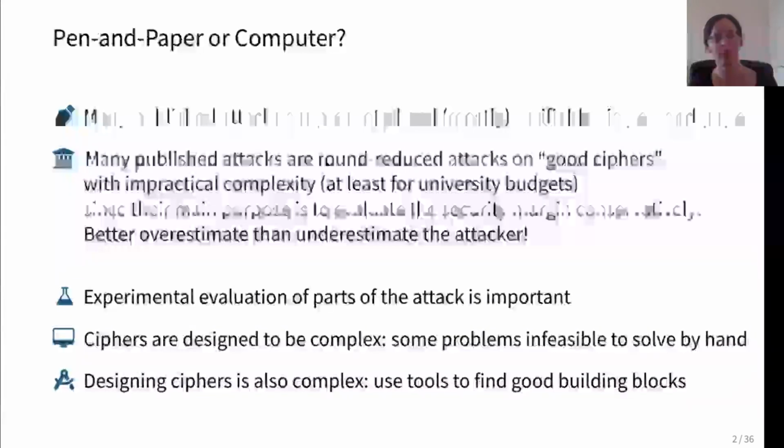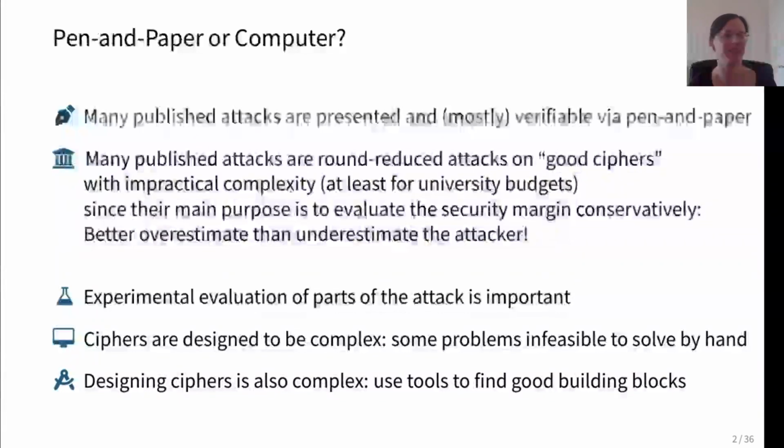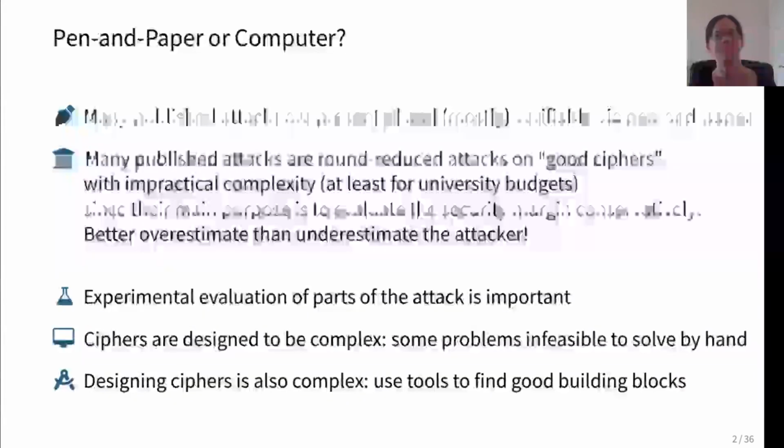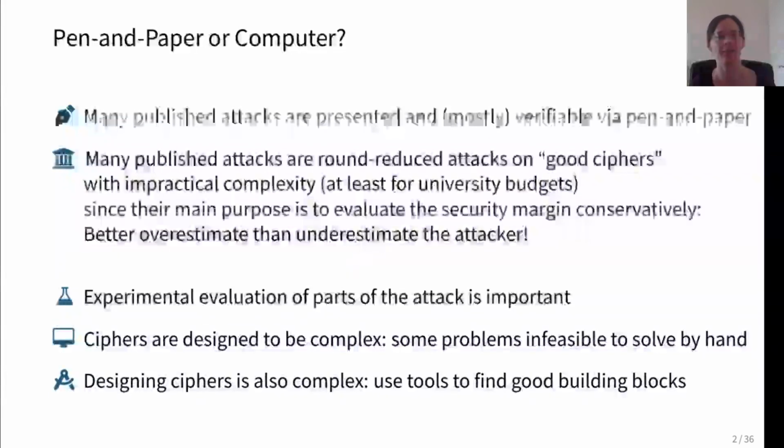Another reason why we do need computers is, of course, that ciphers are designed to be complex. So some of the problems we are facing there are simply not feasible to solve by hand, but they are feasible for somebody who can compute faster, meaning our computers. This is in particular the case for tasks such as finding a differential characteristic, maybe finding some actual attack, or executing some actual attacks such as collision attacks practically. This is where computers can help, and this is what we are going to look at.